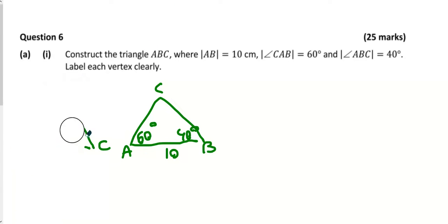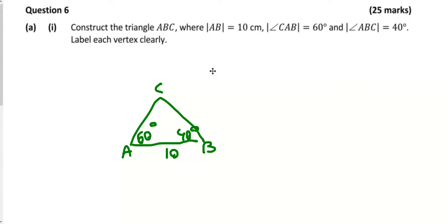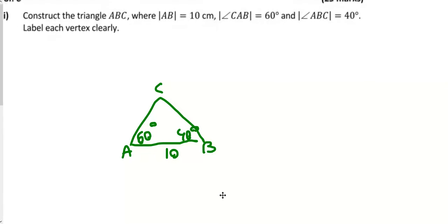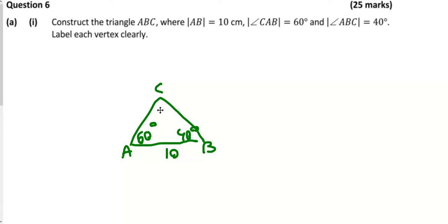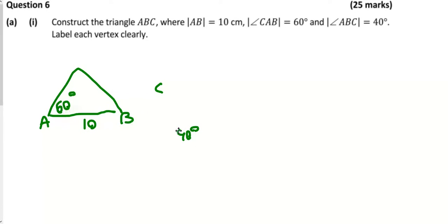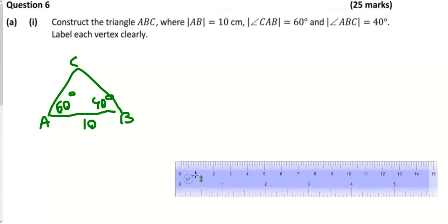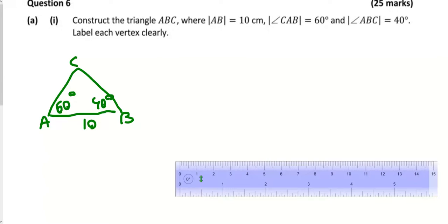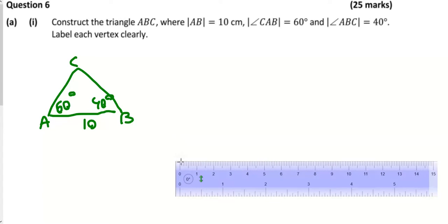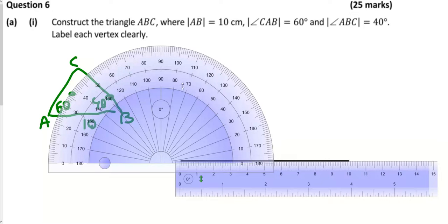Now, lads, ready? Not too bad here, right? This is what we're going to do. Guys, we're going to get out two items. First item being your ruler. Draw 10. Draw 10. Next, take out your compass and draw an angle of 60.